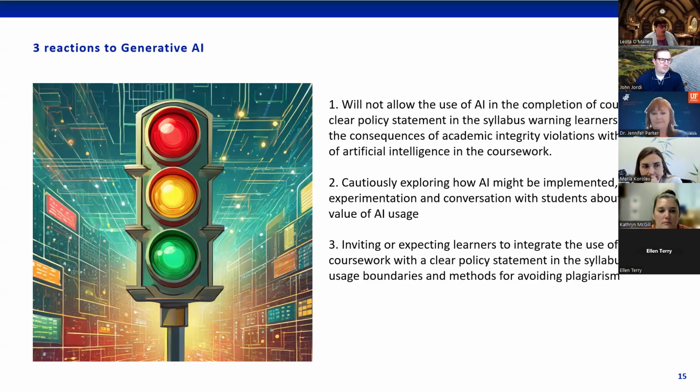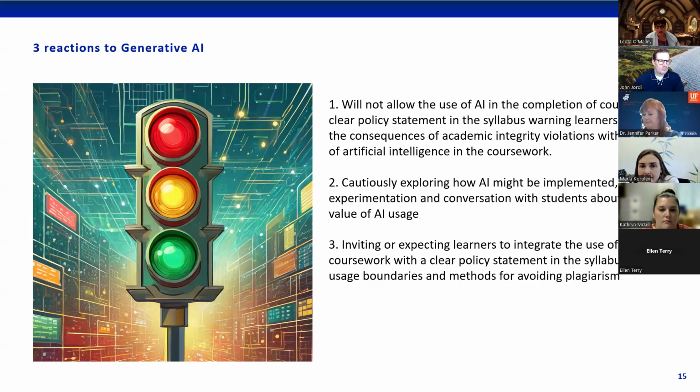What's happening when we're talking with faculty through our FLCs like Harnessing AI or Teaching with AI in the SEC is we're finding that instructors are really falling into three camps at this point. Essentially, we have a camp of instructors who are not allowing the use of AI in completion of coursework. They usually have a very clear policy statement in their syllabus warning learners about the consequences of academic integrity violations with the use of artificial intelligence in the coursework.